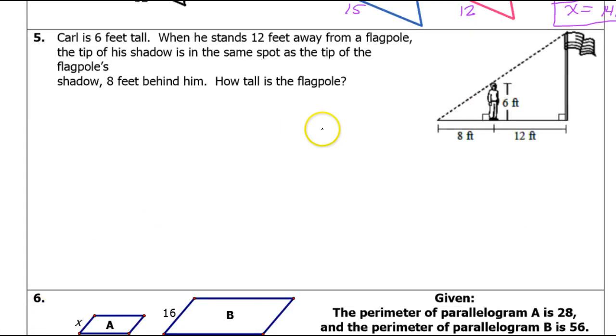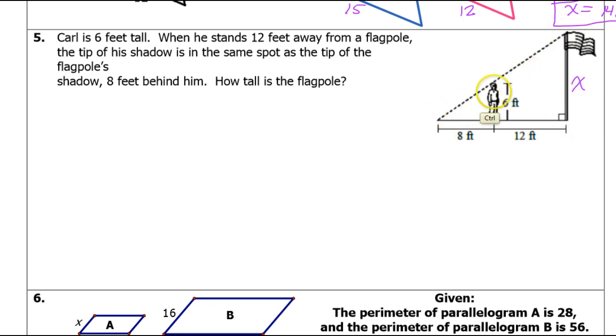Number 5, Carl is 6 feet tall. When he stands 12 feet away from a flagpole, the tip of his shadow is in the same spot as the tip of the flagpole's shadow, 8 feet behind him. How tall is the flagpole? All right, so in the end, we're looking for the height of this flagpole.